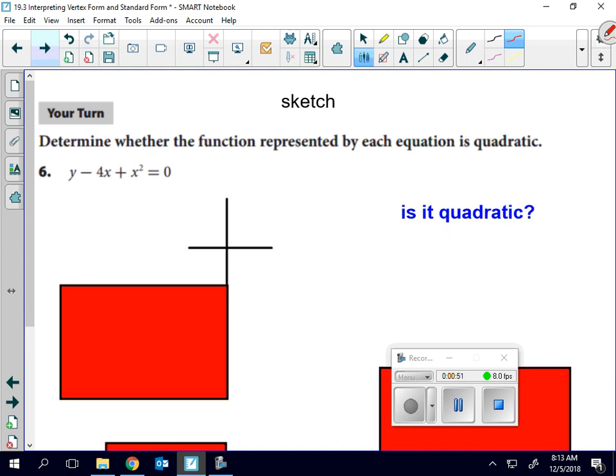So this first problem, we're going to determine whether the function represented by each equation is quadratic, and if it is, we are going to sketch a graph of it. Hopefully you recognize that this one is quadratic because it has an x squared, and nothing else is squared. We do have a y, right? Nothing else is squared, that makes it a quadratic. So first, in order to graph it, we need to get it in our standard form. So we want y equals, so I'm going to move everything away from y. I'm going to add the 4x, and I'm also going to subtract the x squared from both sides.